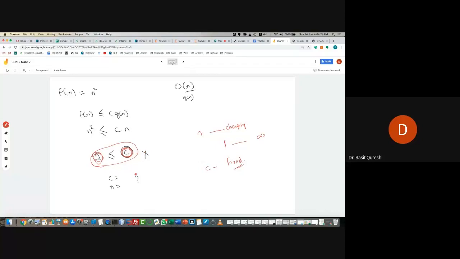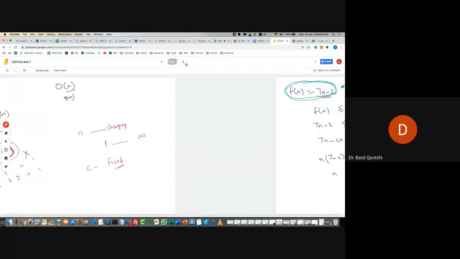But that's a good point. In some cases it will work, depending on c. But then they have to be exactly equal. So 3, 3, 10, 10, 1, 1. Okay, they have to be exactly equal. Or in some cases, c would be larger than this. But remember, n is always changing.